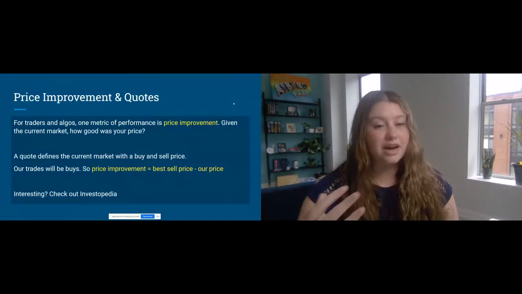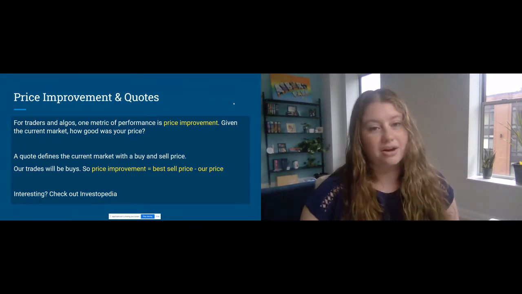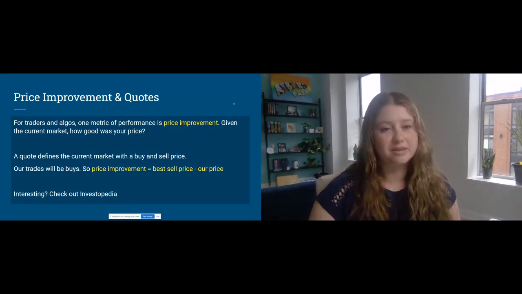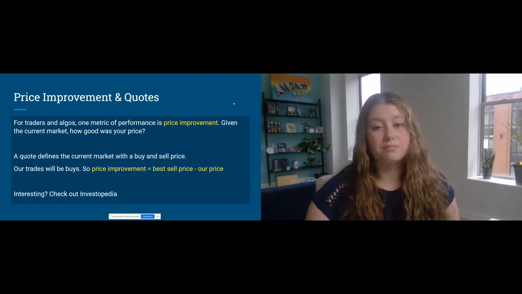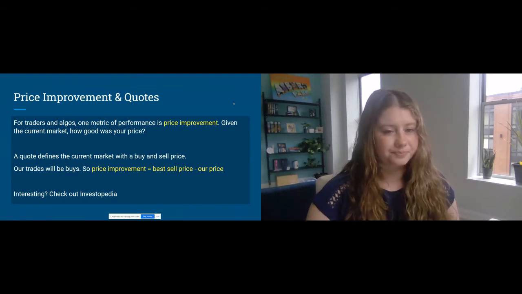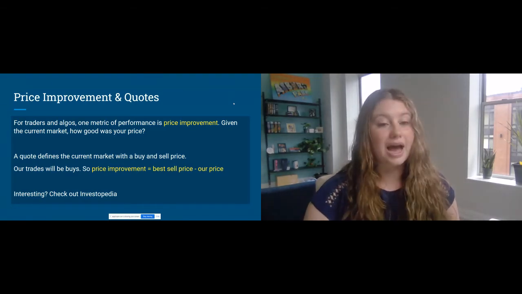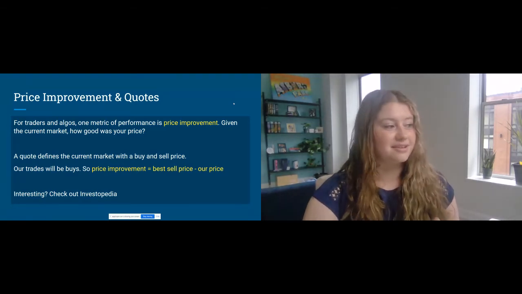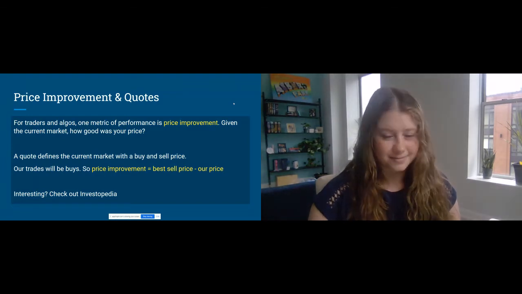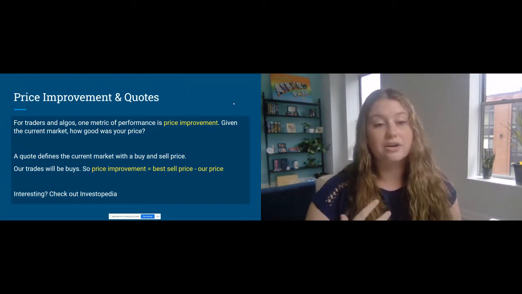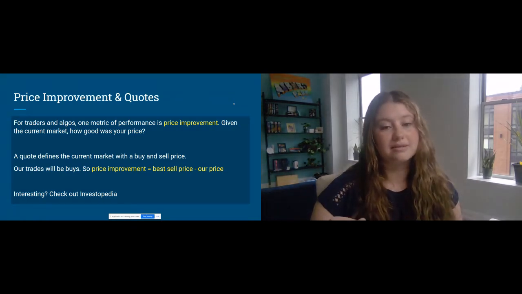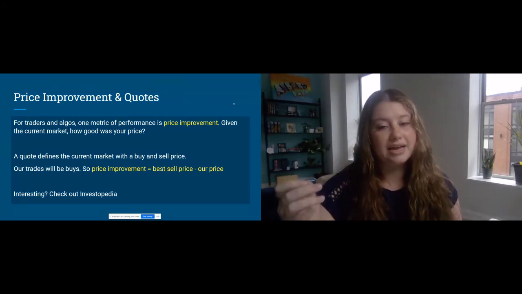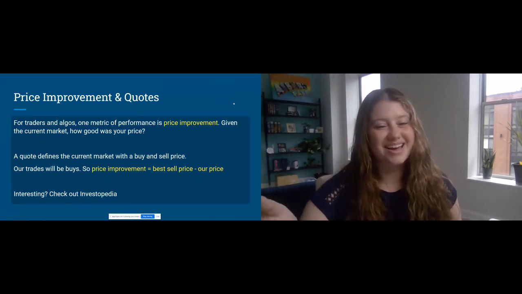All right, so both for regular traders and for these big stock trading algorithms, we would always use performance metrics to determine how successful something was. In this case, we're going to use price improvement. Said another way, given the current market, how good was your price? This is stuff straight from my algo trading days. How do we define that current market? So for the current market, we use a quote. A quote demonstrates for you what the best buy and the best sell prices are.